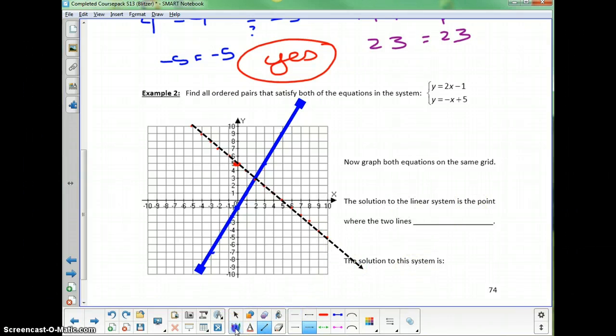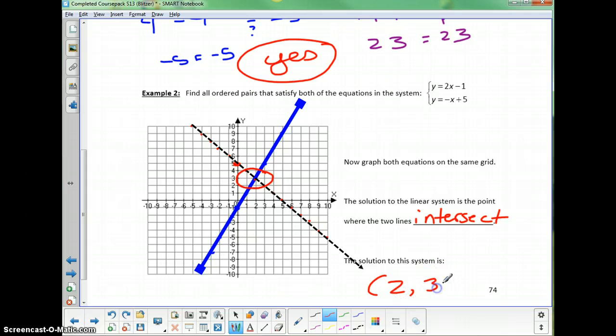Now what we're looking at here is the solution. The solution should be the place where the two lines intersect. So these two lines intersect at the ordered pair (2, 3). The solution is the point where the two lines intersect, and as we've already noticed, the solution to this system is (2, 3). That's the ordered pair where these two lines intersect. There's only one solution, notice, only one place where these two lines intersect.